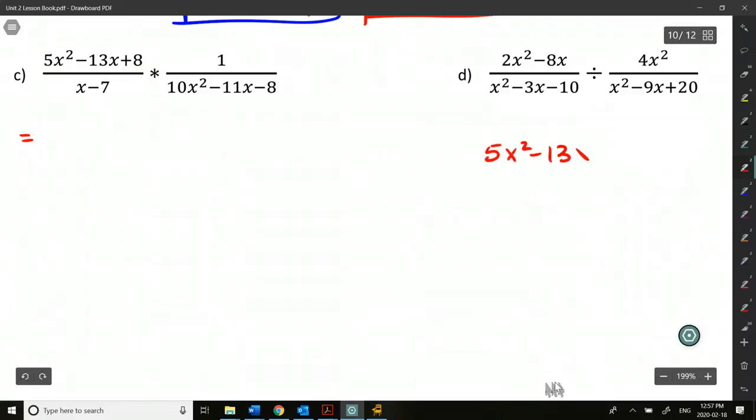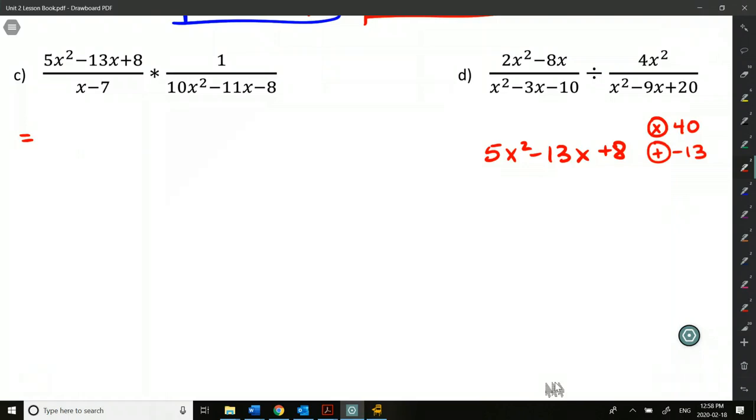I'm just going to do it off to the side here, and I'll erase it after. But when we factor a trinomial like this, what we would be looking for is 2 things that multiply to a times c, which in this case is 5 times 8. So 40, and add to the b value, so the center value here. So adds to negative 13. Can anyone think of 2 numbers that fit this?